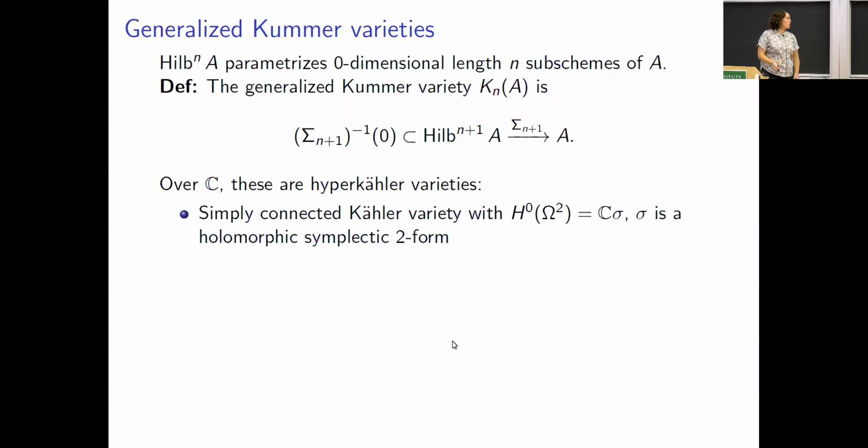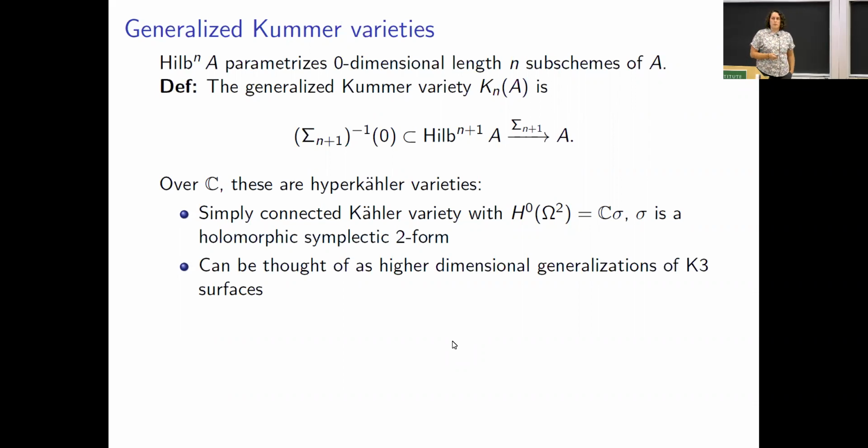Over the complex numbers, these are examples of what's called hyperkähler varieties. There's the definition if you're interested. They come with a non-degenerate holomorphic 2-form. They can best be thought of as higher dimensional generalizations of K3 surfaces. We saw that very explicitly with this construction, but they share a lot of the same properties. In fact, every 2-dimensional hyperkähler variety is a K3 surface.